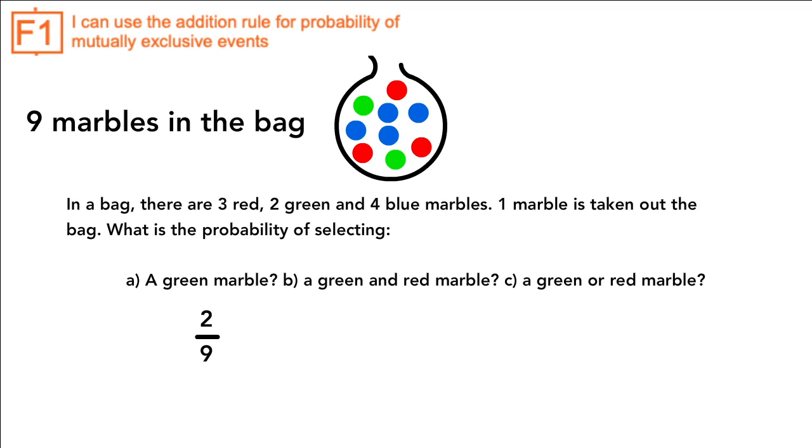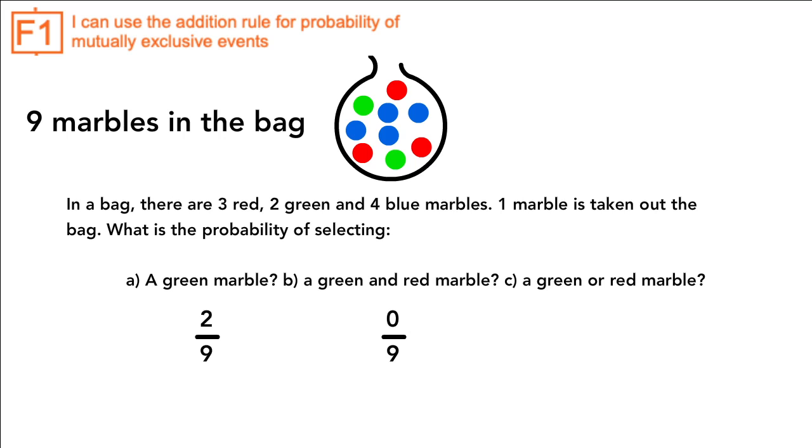The second question, we have to think about the context and wording a bit. A green and red marble. In the bag, there are no marbles that are both green and red. They are only one of the 3 colors. So the answer is 0 out of 9, or 0.